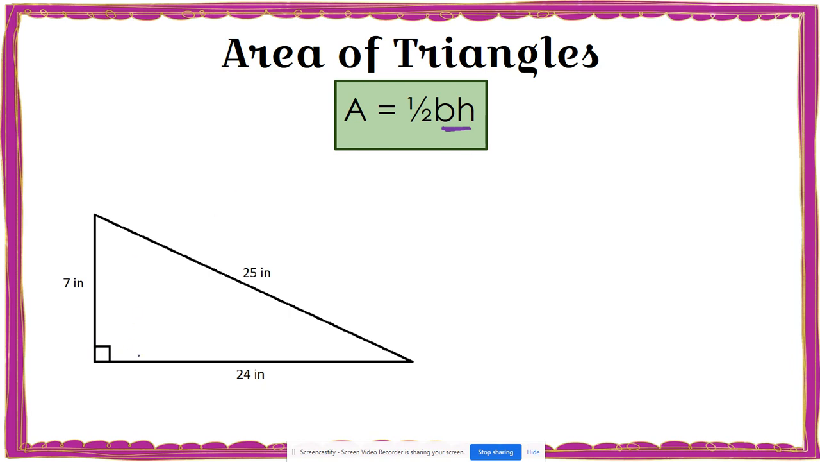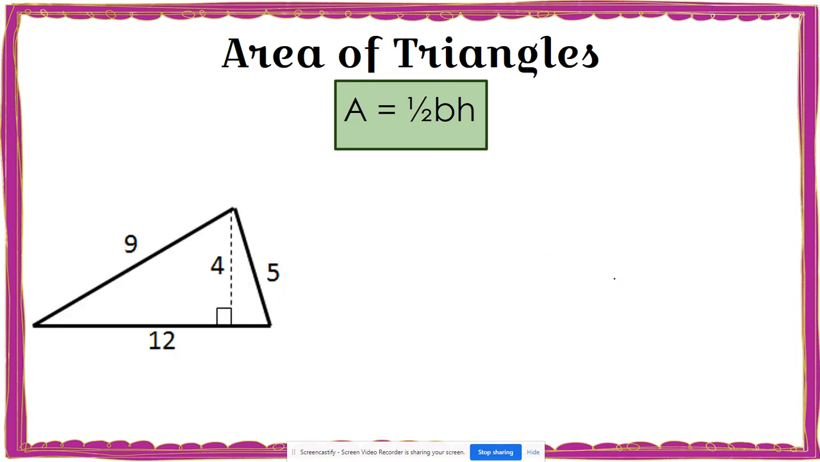So for this triangle, my base is going to be 24 and my height is going to be 7. So I'm going to plug this into my formula, 1/2 times 24 for my base times 7 for my height. If I multiply from left to right, and you can use your calculator, 1/2 times 24 is 12, and then 12 times 7 gives us 84. So the area of this triangle is 84 inches squared.